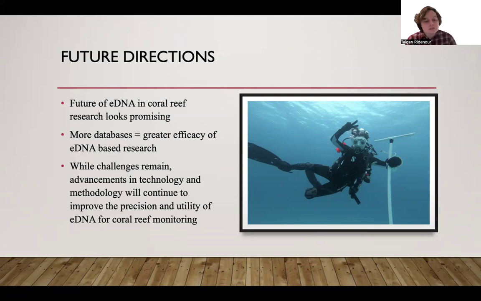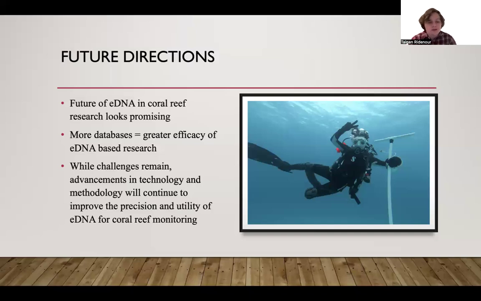However, despite the challenges, advances in sequencing technology and bioinformatics are making eDNA analysis more accessible and efficient. The development of more robust databases and improved detection techniques will further enhance the accuracy of eDNA-based studies, therefore enabling scientists to detect an even broader range of species in diverse reef environments.